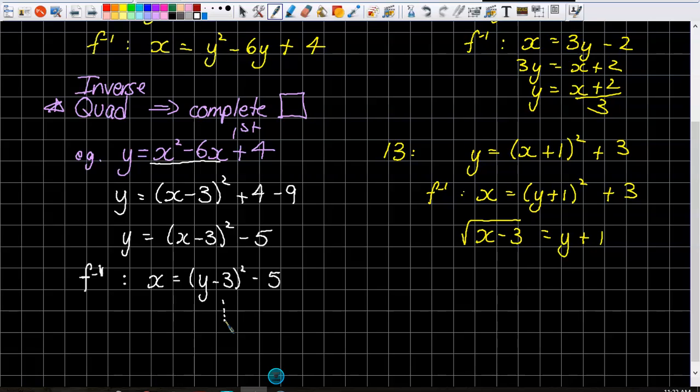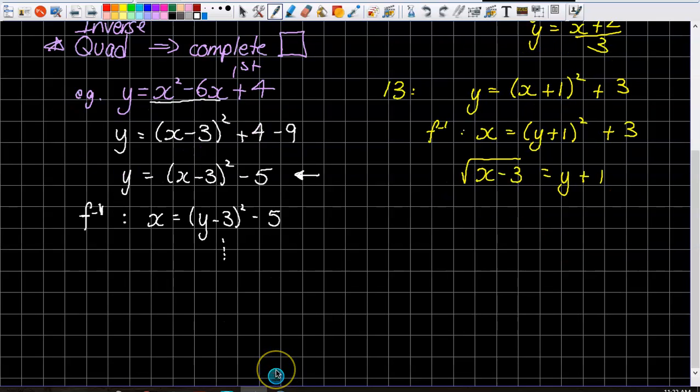What's the other bonus for putting it in completing the square form? I know the vertex. Why do I need to know the vertex? Well, let's again think about what our quad looks like. So what have we got? 3, minus 5 is our vertex.